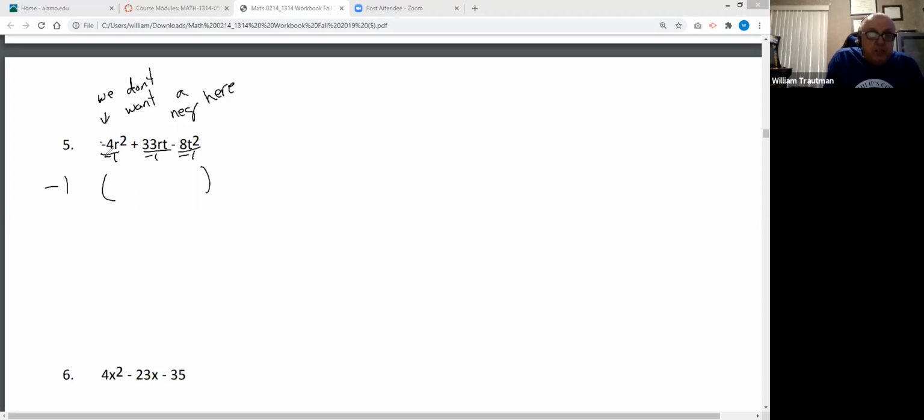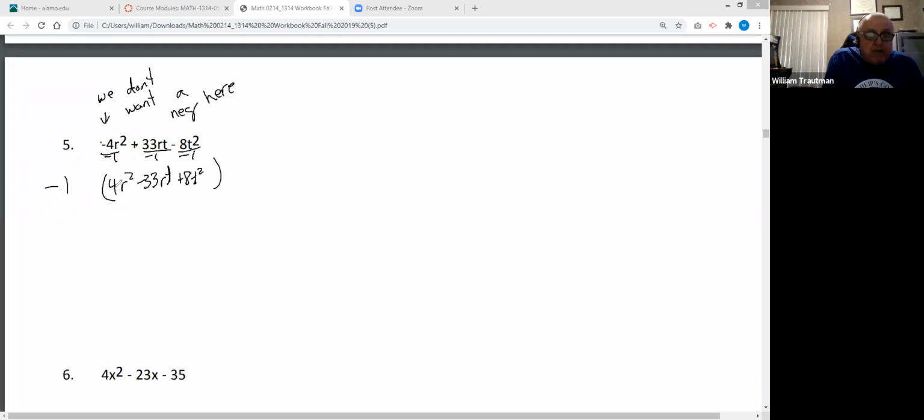Watch what happens. -4 divided by -1 is a positive 4R squared. Positive 33 divided by -1 is a negative 33RT. And -8 divided by -1 is a positive 8T squared. I could have left myself a little bit more room. Okay, see, I factored out a negative.